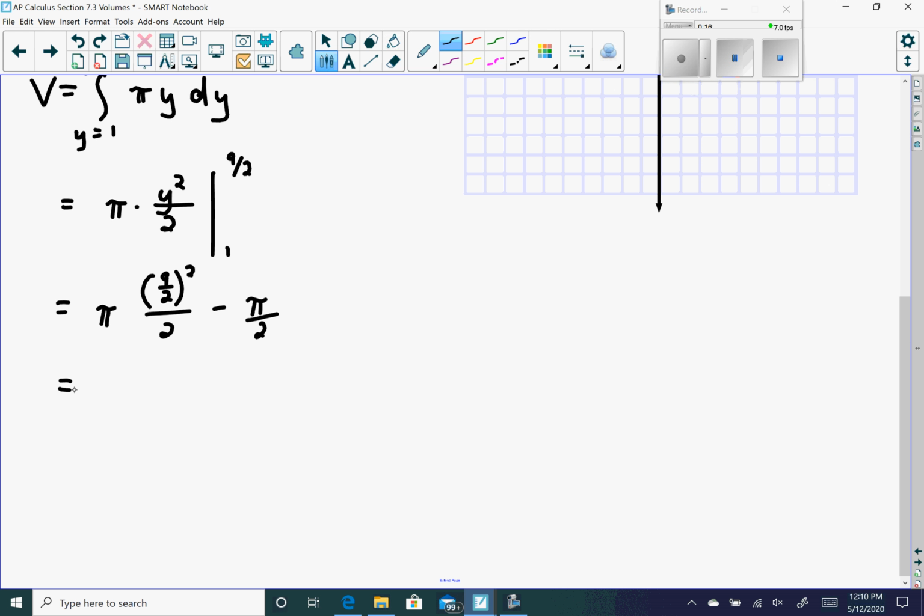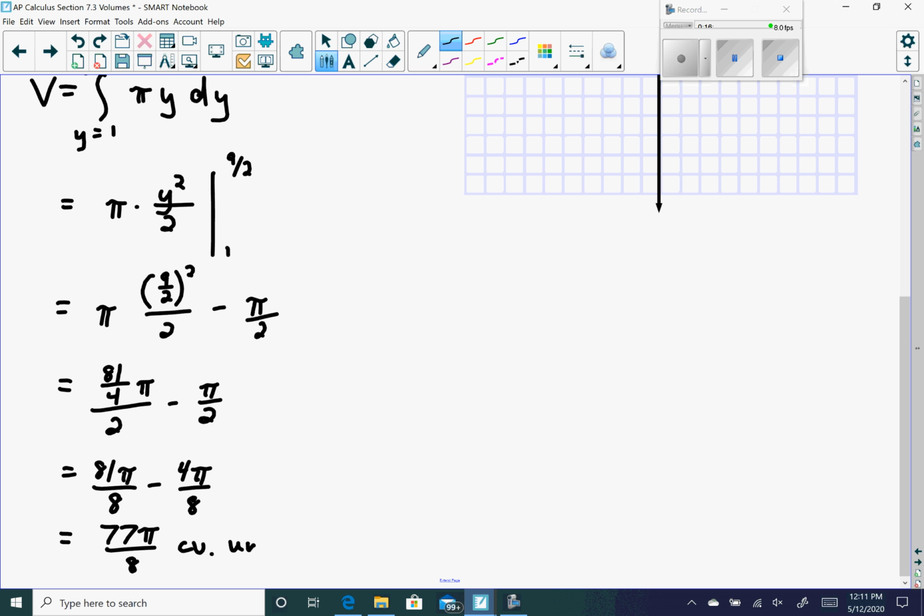So 9/2 squared is going to be 81/4 over 2. We'll put the pi after it, minus pi over 2. So this is taking 81/4 and dividing it by 2 or multiplying it by 1/2. So we actually get 81/8. And then we could say this becomes 4 pi over 8. So then we get 77 pi over 8 cubic units.